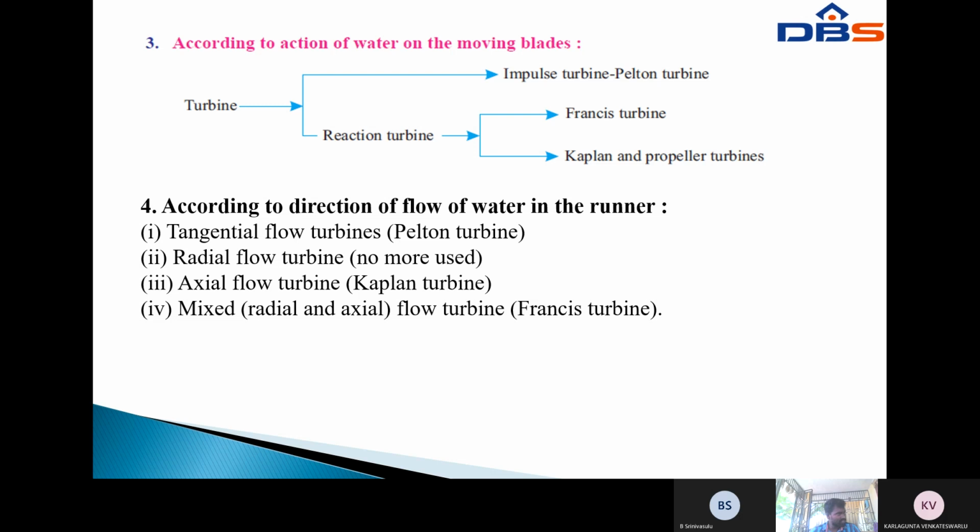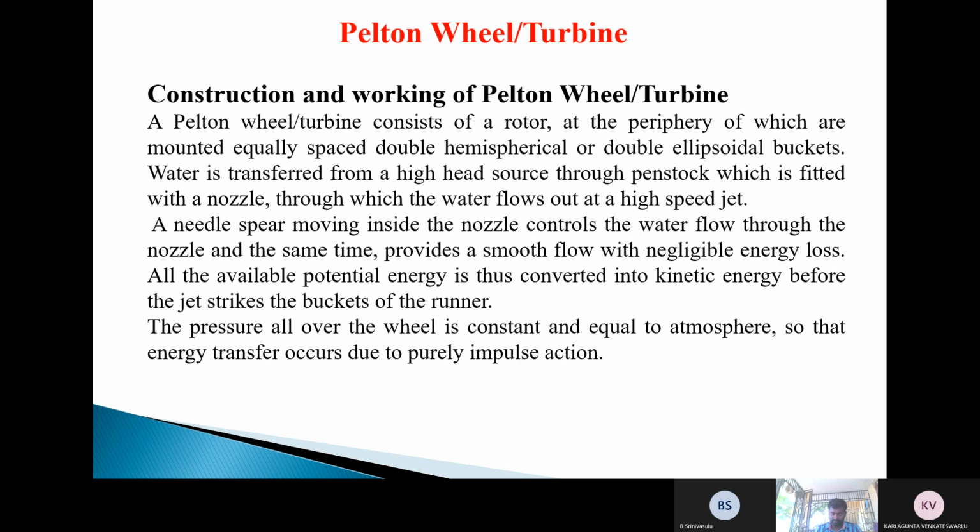According to the specific speed: low specific speed, medium specific speed, high specific speed. Low specific speed example, Pelton wheel. Medium specific speed, Francis turbine. High specific speed, Kaplan turbine. These are the classifications of turbines.